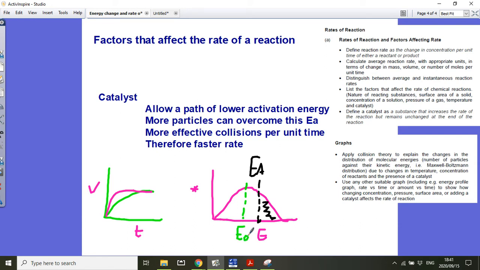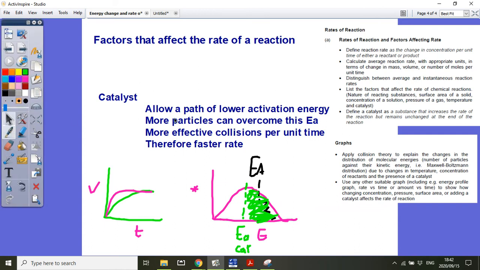So this will be the activation energy with a catalyst. So that means these particles here can also now have a successful collision. So all these particles can now overcome the activation energy, and therefore there will be a faster rate because there's more successful collisions per unit time. Okay, and that is a catalyst.